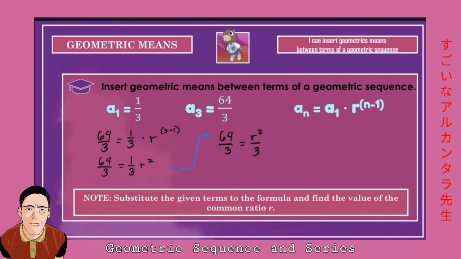Okay. Now, how do you eliminate it if there is a denominator? All you have to do is to multiply the entire thing. So let's multiply the entire equation by the denominator so that we can eliminate it. So 64 over 3 times 3, basically you'll get 64. And then r squared over 3 times 3, basically you're gonna get r squared. So it's cancelled out.